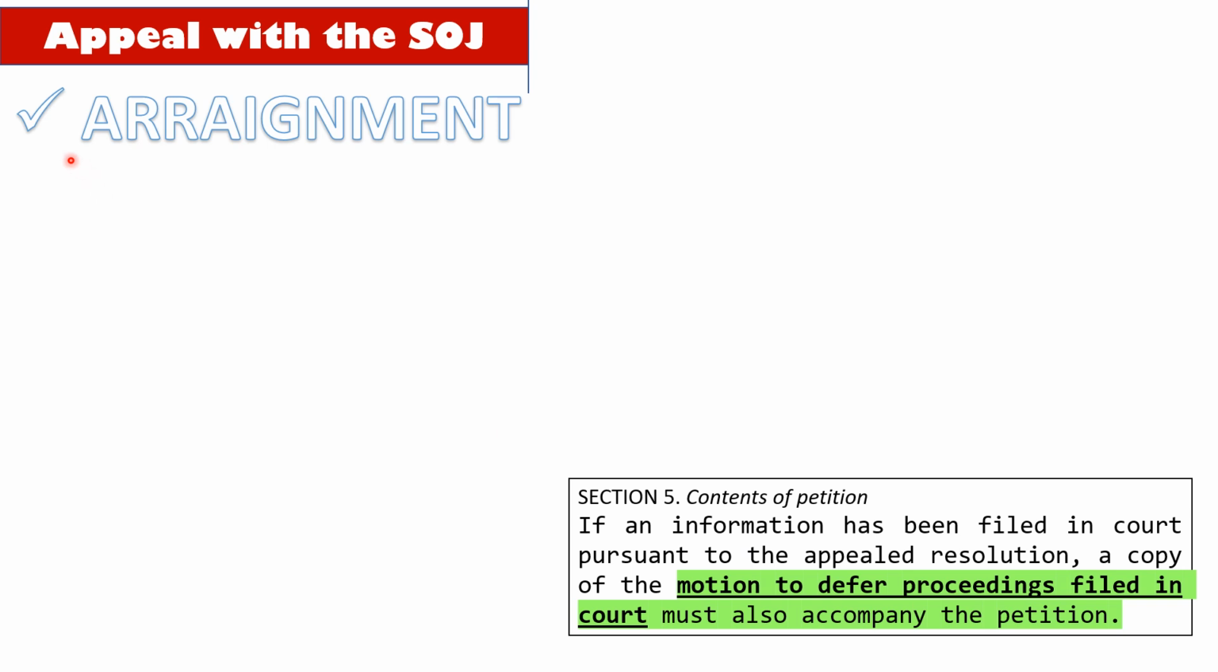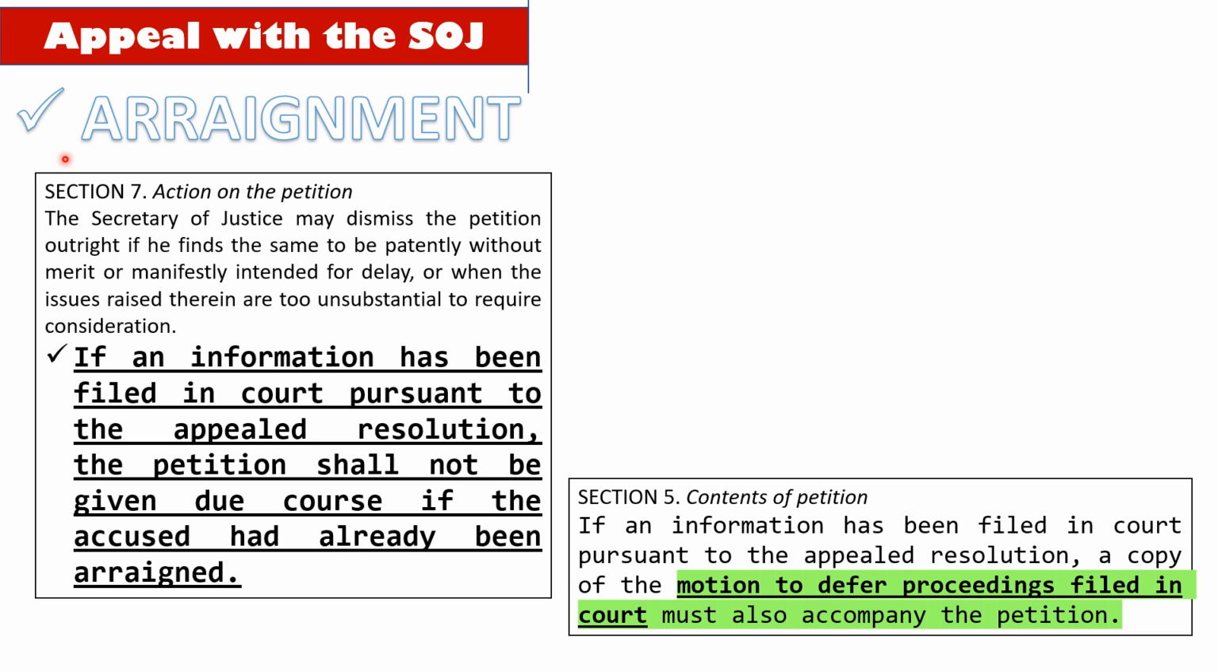Pero ang kailangan yung bantayan if you have an appeal with the Secretary of Justice is the arraignment. Kailangan nyo tong bantayan. Bakit? Because you have to make sure that si accused will not be arraigned. Otherwise, useless ang appeal sa Secretary of Justice because very clear according to Section 7 that if an information has been filed in court, the petition shall not be given due course if the accused had already been arraigned. Again, your petition for review shall not be given due course if accused has or had already been arraigned. Kaya kailangan yung bantayan itong arraignment.